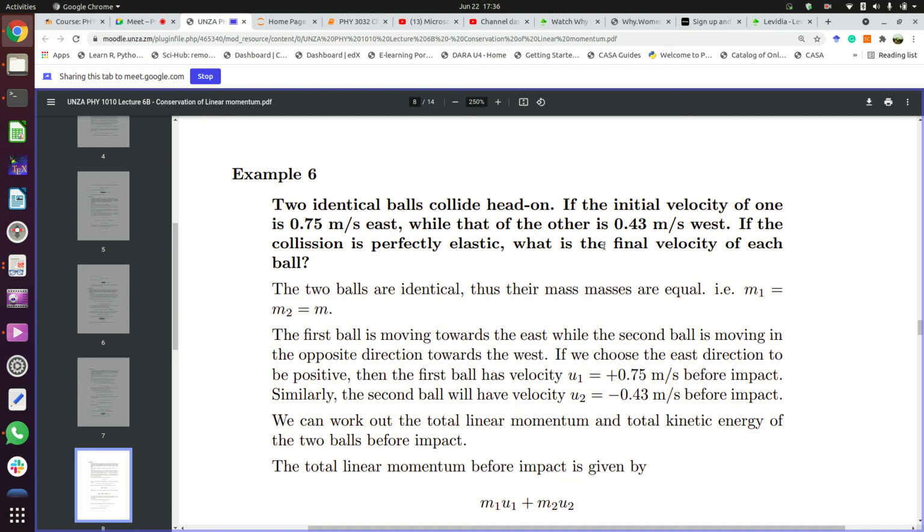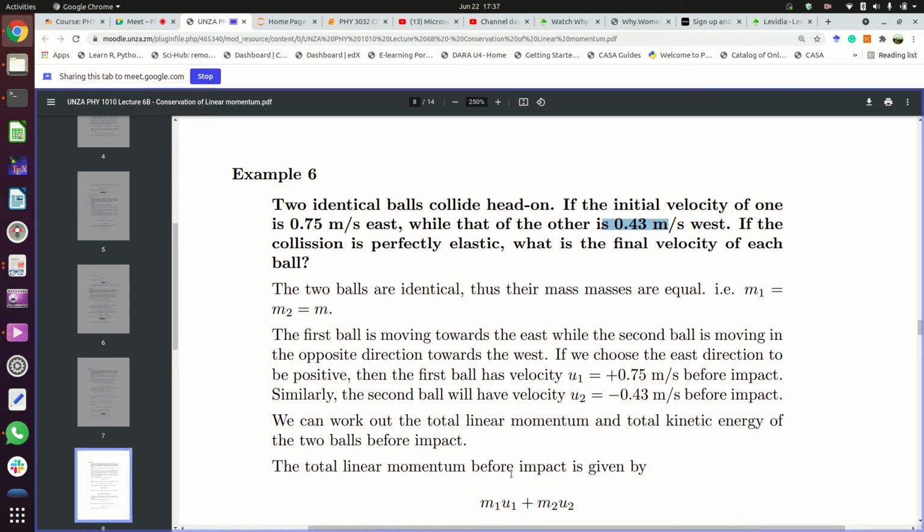In this case, it is up to you to choose which direction is going to be positive and which direction is going to be negative. In this example, I have chosen east to be the positive direction. So if I choose east to be positive, it means that the velocity which is pointing east is going to be a positive velocity. It's going to have a positive sign. The other one, 0.43 meters per second west, is pointing opposite of what I've chosen to be positive, so the velocity of that object is going to be negative.